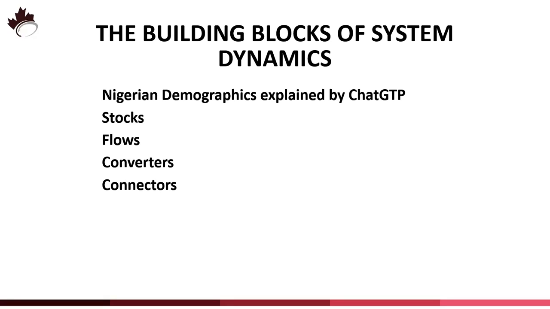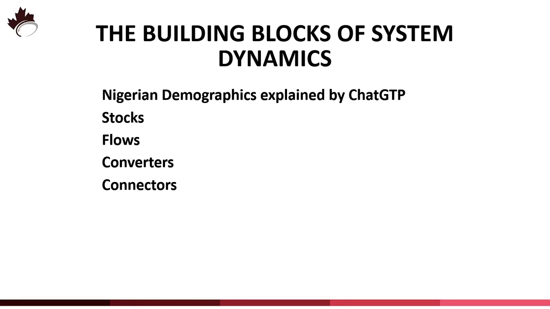Converters. In a demographics model of Nigeria, converters might represent the impact of healthcare and education on the population growth rate, the influence of cultural factors on family planning and fertility, and the effect of economic development on migration patterns. These converters are components in a system dynamics model that convert one type of input into another type of output. Connectors. Feedback loops are an important connector in system dynamics that represent how changes in one component can affect the behavior in another component, which in turn can impact the original component.